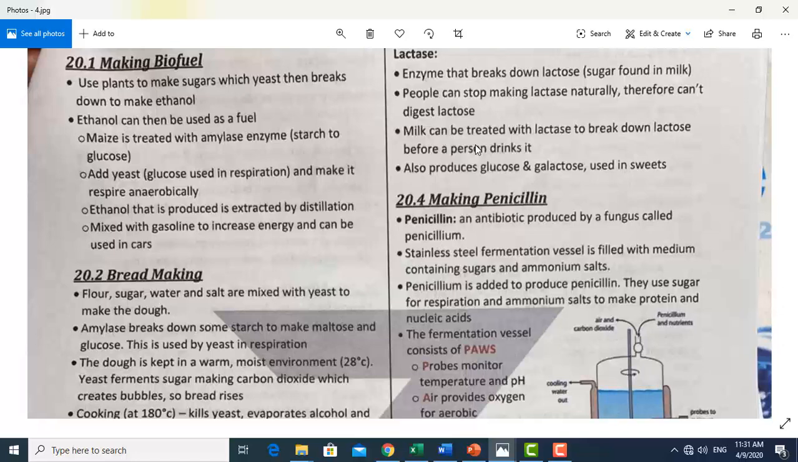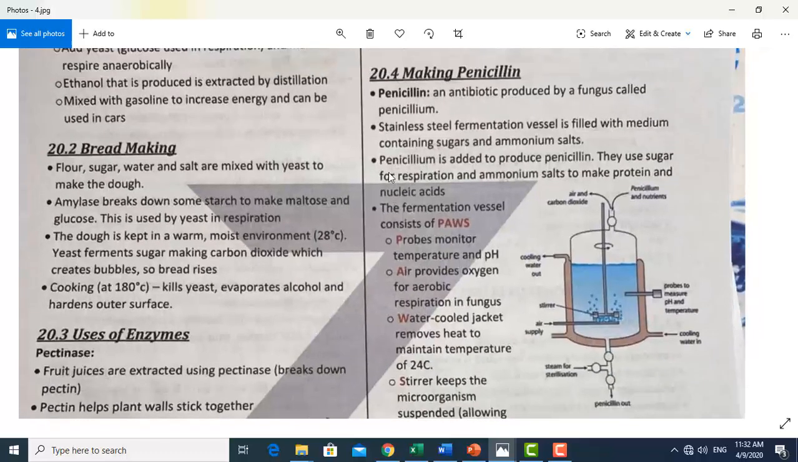Also, those who seek gluten-free flour can live a normal life and bake whatever they want, because before they couldn't, they just had to cut these out. It was forbidden for them, otherwise they would get sick. But nowadays, gluten-free flour is available, lactose-free milk is available, so practically they can live a normal life just like us. Also they produce glucose and galactose used in sweets.